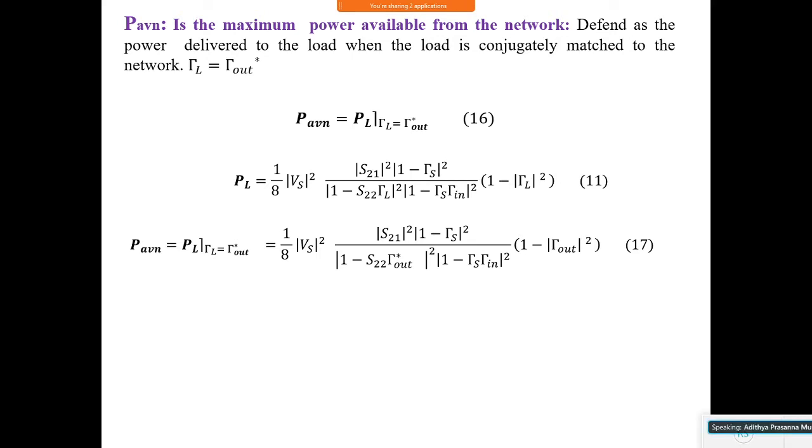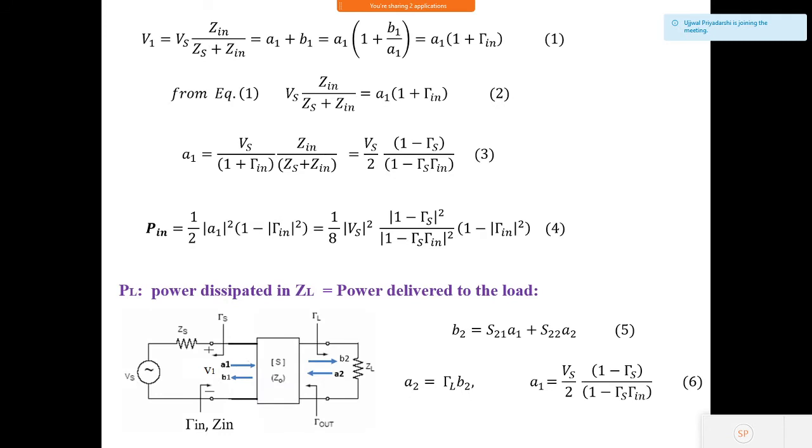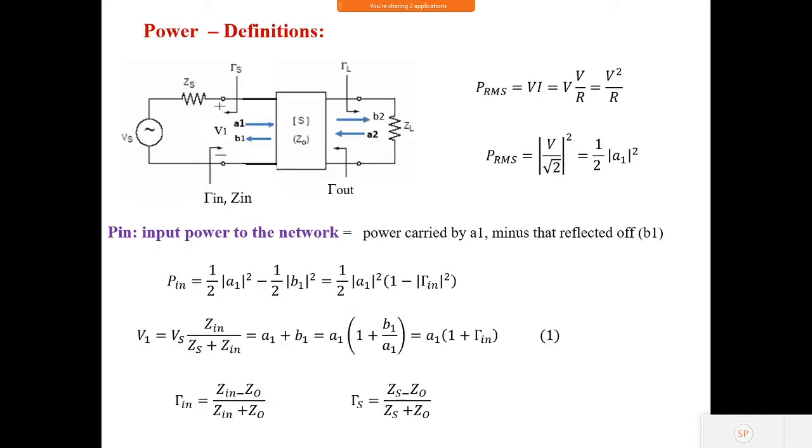Yes, ma'am. Okay, fine. In the previous class, we were discussing the different definitions of different powers in the case of a microwave network. So we were defining input power. Input power is the power input to the network. This is a network here. Actually, what is the power input to the network, that is, given to the network?